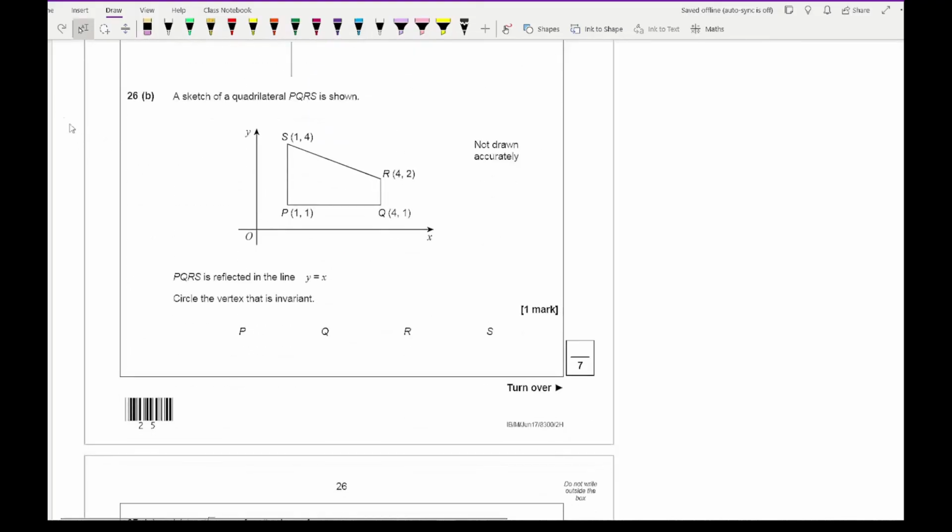The sketch of the quadrilateral PQRS is shown, and it says reflected in y equals x. So y equals x is here. And circle the vertex that is invariant. Which one is not going to move? Well, it's going to be P, because P is on the reflection line, so that is not going to move.